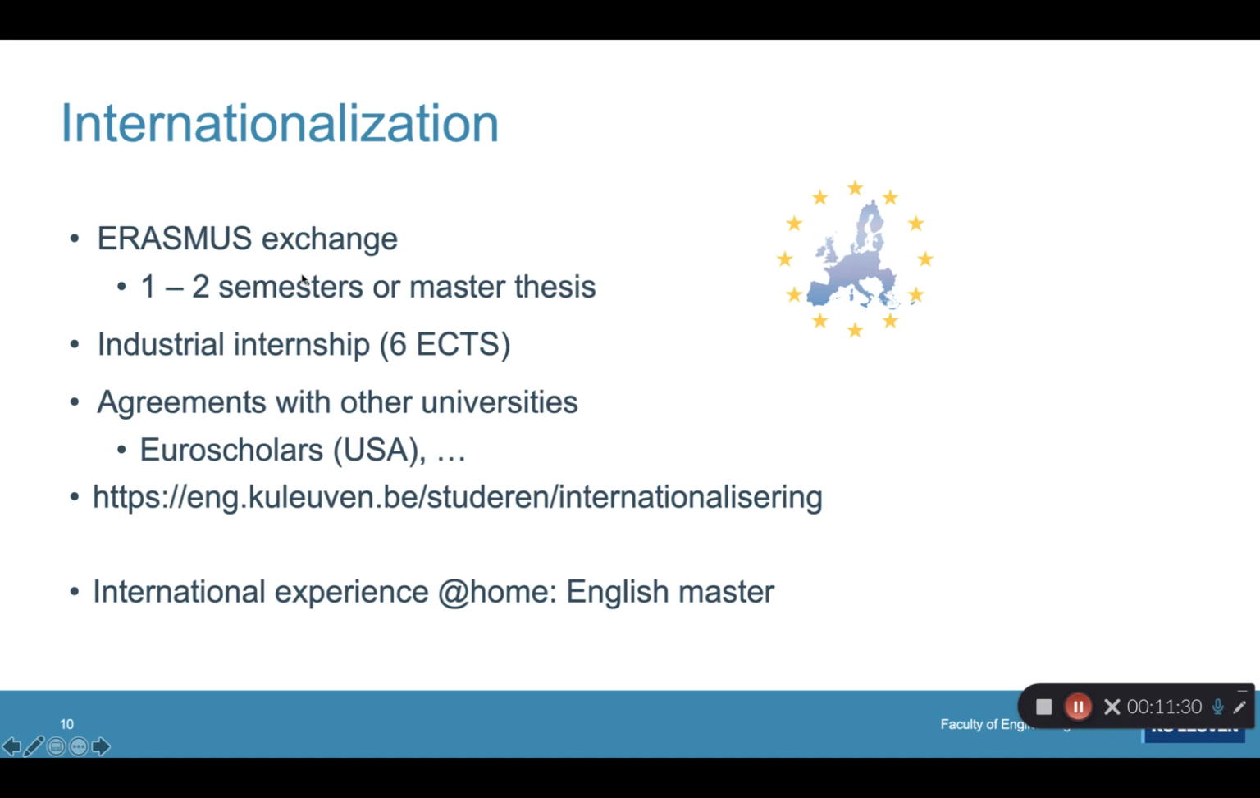We are also a master program with a view to the outside world. We are heavily involved in Erasmus networks. We allow you to spend either 1 or 2 semesters or make your master thesis at another place in Europe. You can do an industrial internship abroad if you want, and this can count for 6 ECTS. We have also agreements with universities outside the Erasmus network. For example, we are a member of the Euro Scholars Network with the USA. You can find more information if you go to this website.